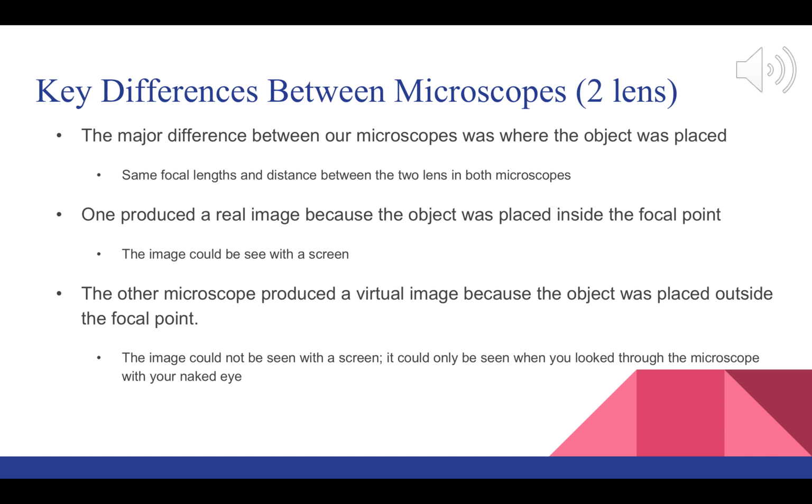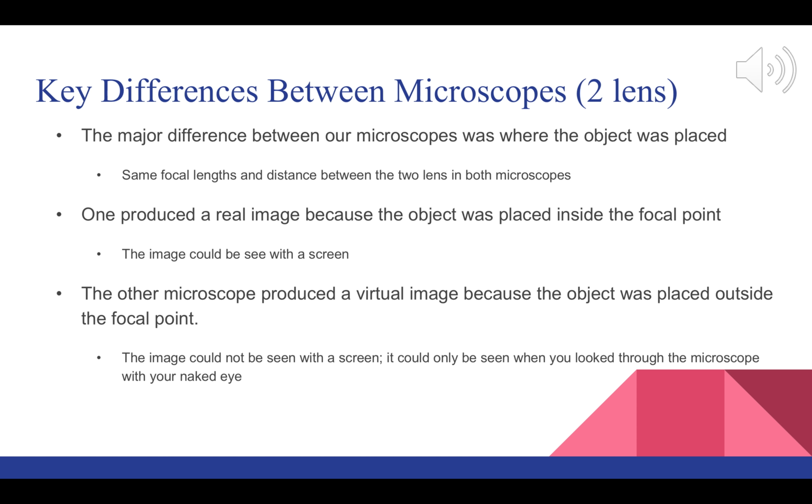So if we placed our object within the focal length of our first lens, which was our 75 millimeter lens, this lens would produce a virtual image. And this virtual image is outside of the focal length of our second lens, which would then pick up this virtual image and produce it into a real image. And so this real image can be seen on a screen, which is just like a CCD camera.